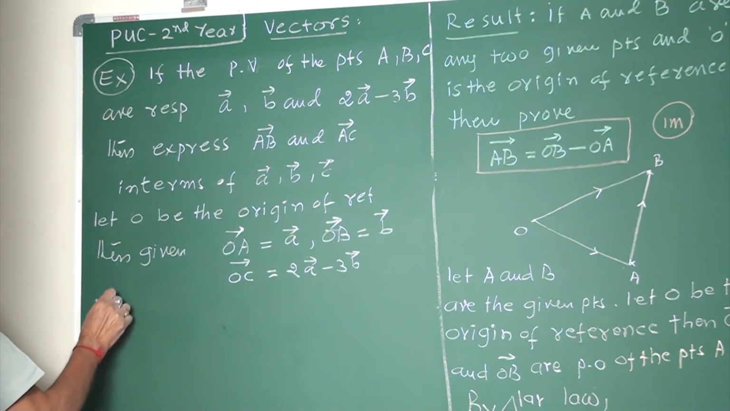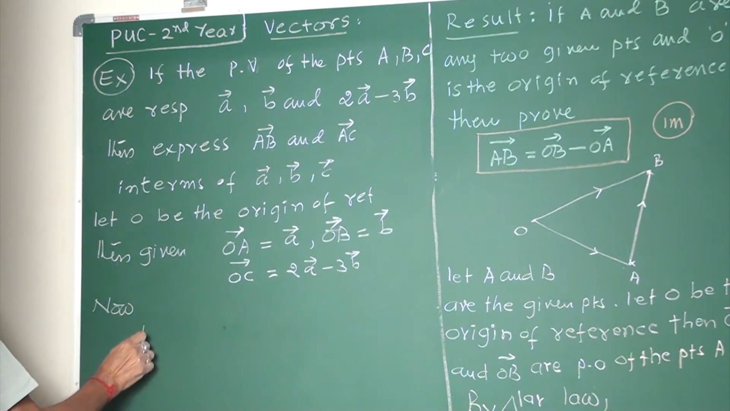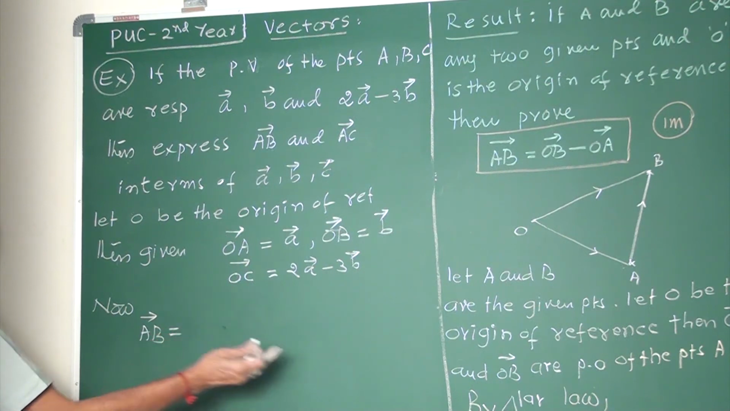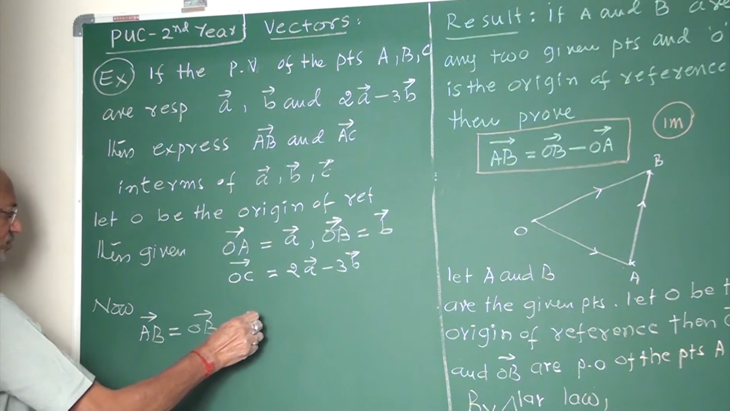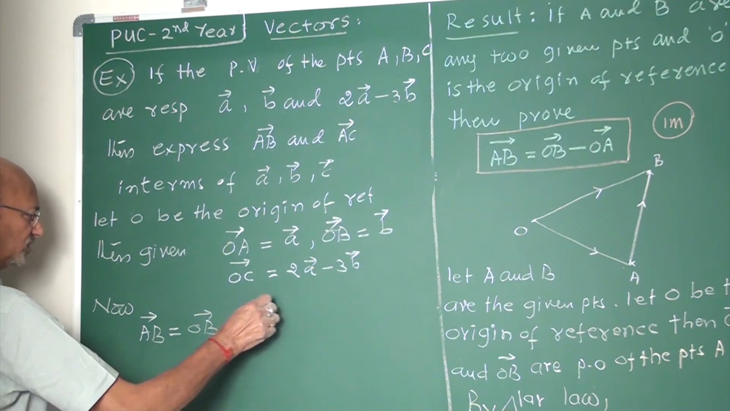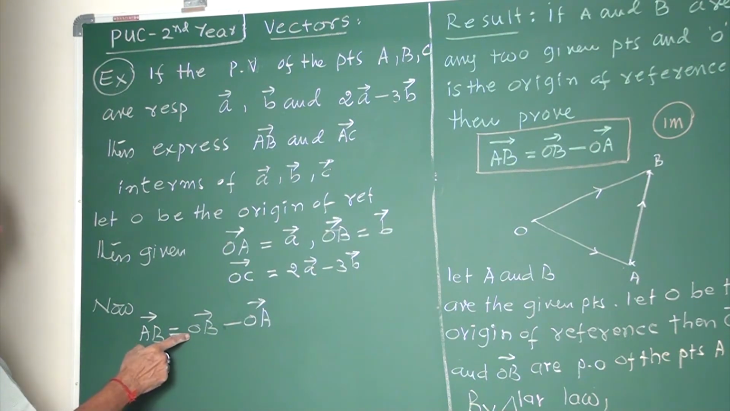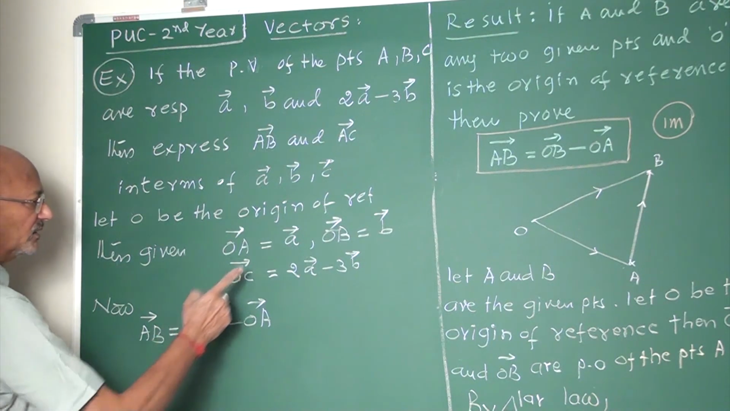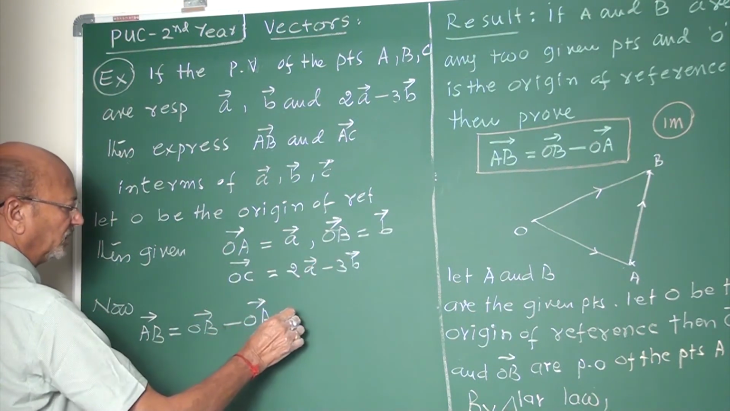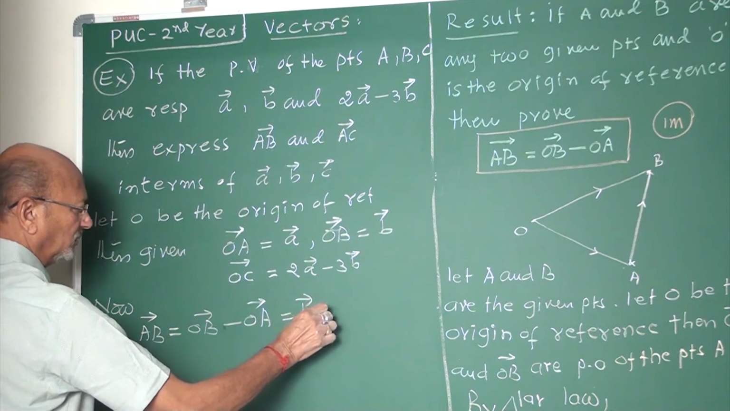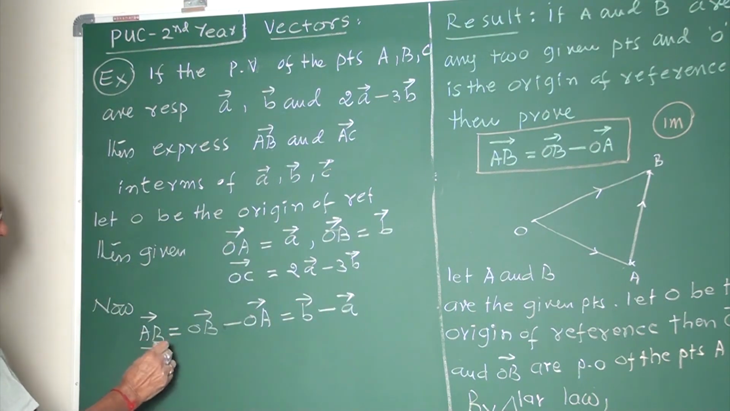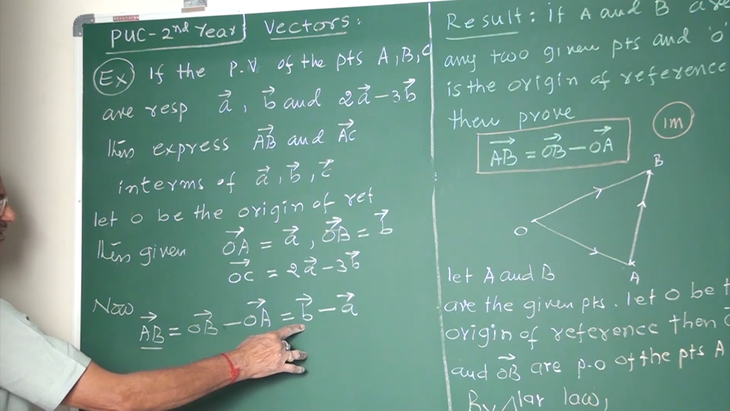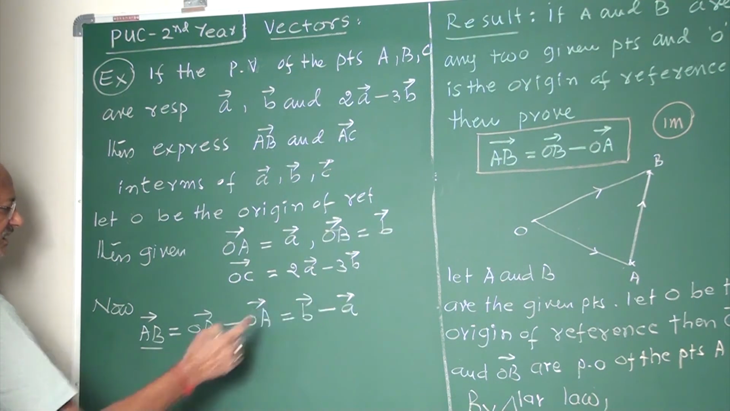Yes, my friends. So now, vector AB. Apply this: position vector of the second point minus position vector of the first point. What is the value of this AB? OB is vector B minus OA is vector A. Therefore, AB is expressed in terms of the vectors B and A.